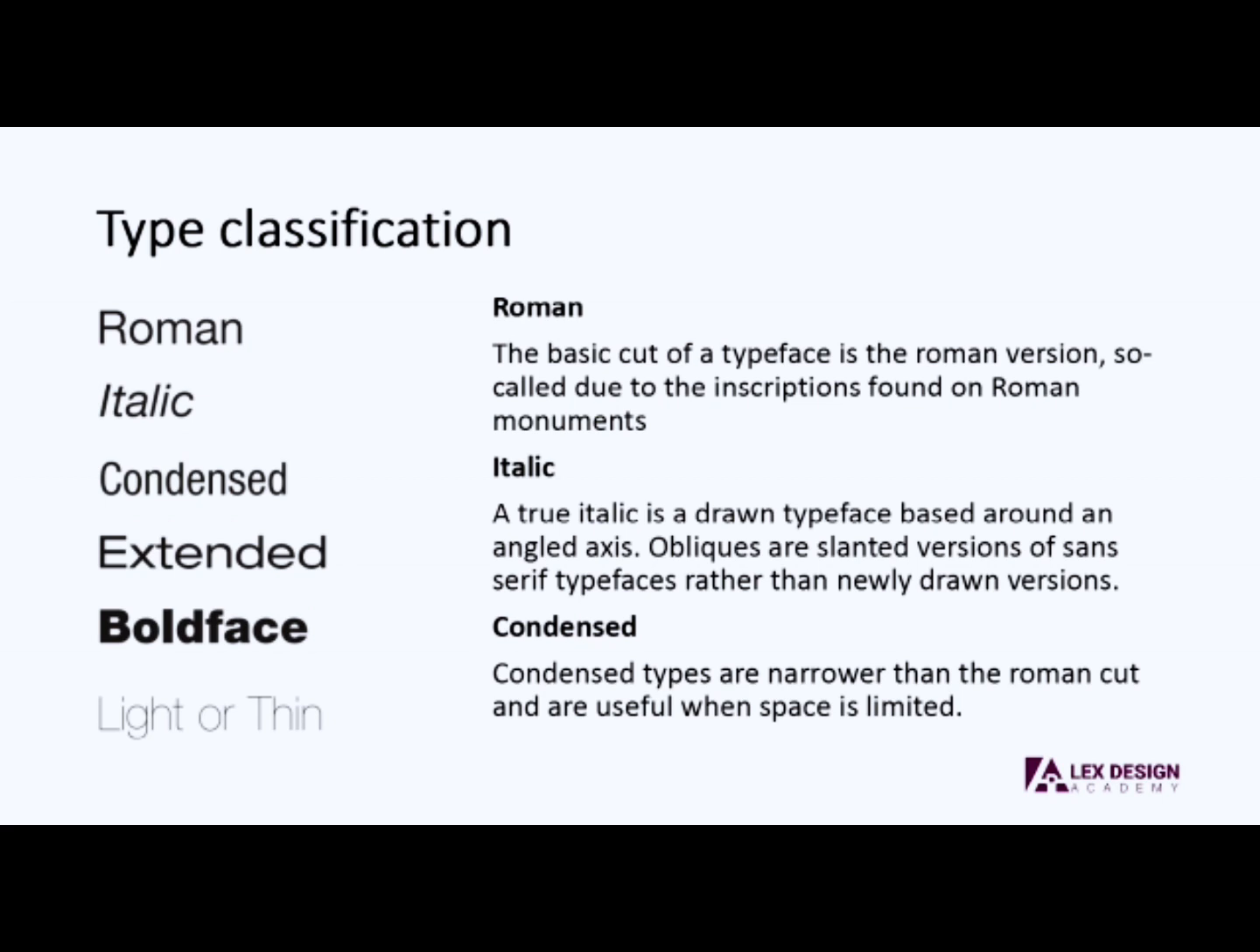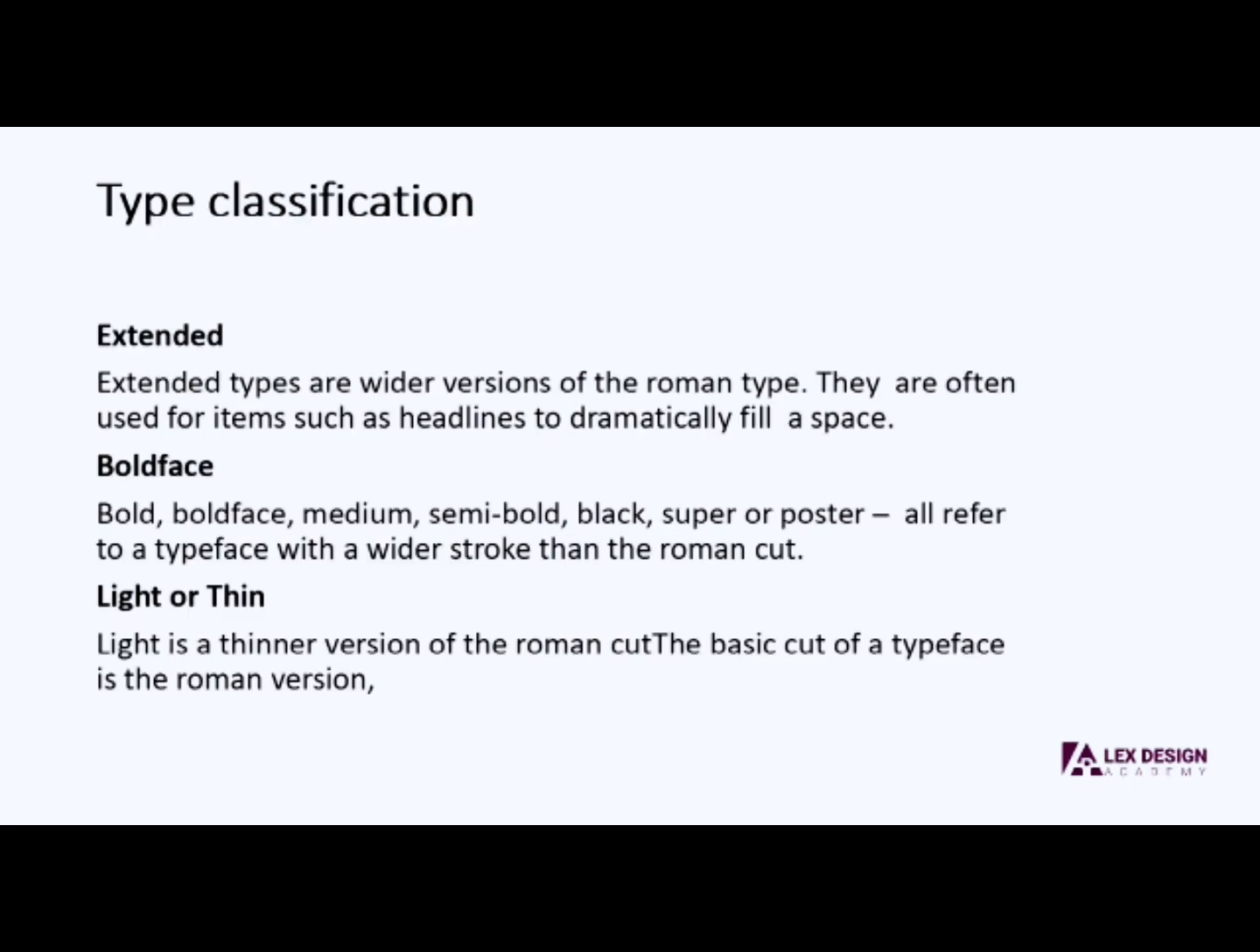It could be Arial boldface, Arial extended, Arial condensed, Arial italics, and from the name you understand their function. Italics is italic, condensed is condensed, extended is stretched out, boldface is boldened, light is actually thin. So when you are creating your design, you will know how to use some of them to emphasize some things in your designs.